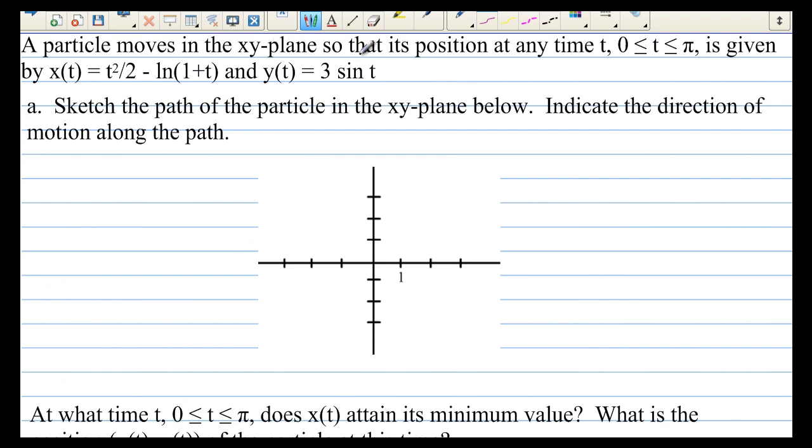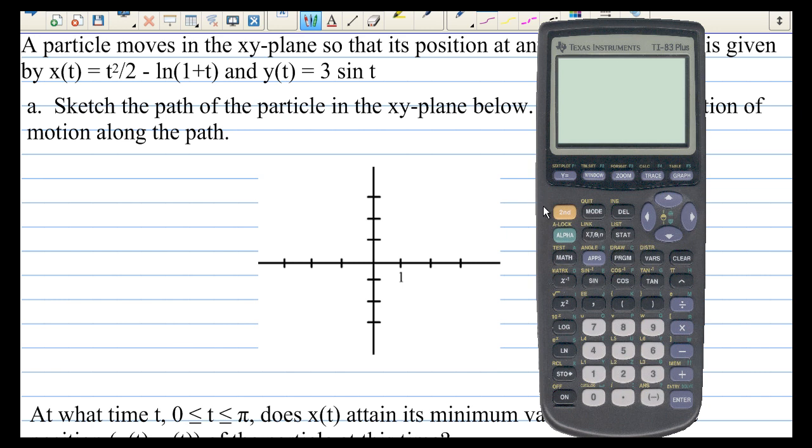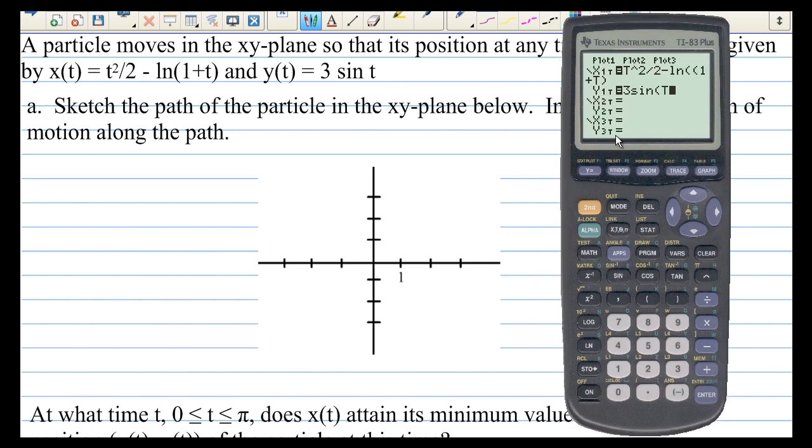A particle moves in the xy plane so that its position at any time t from 0 to pi is given by x of t equals t squared over 2 minus natural log of 1 plus t, and y of t equals 3 sine t. In letter A, it says sketch the path of the particle in the xy plane below. Indicate the direction of motion along the path. And I think I've plugged this into the calculator already. Let's see if it stayed in there.